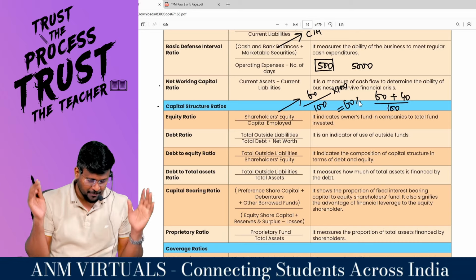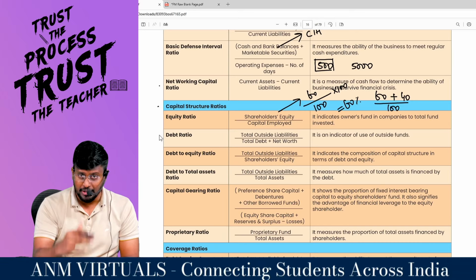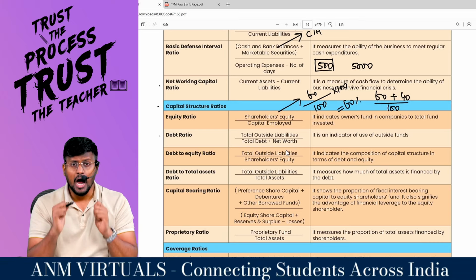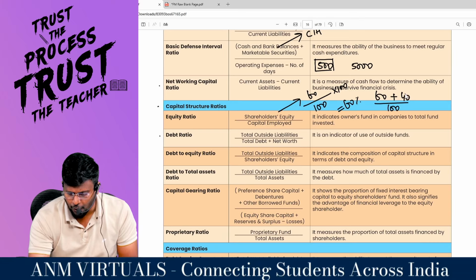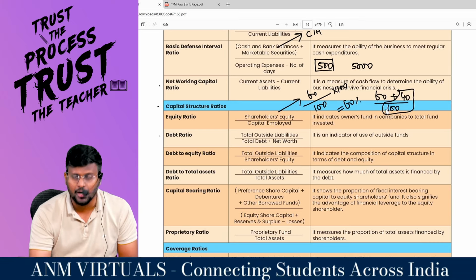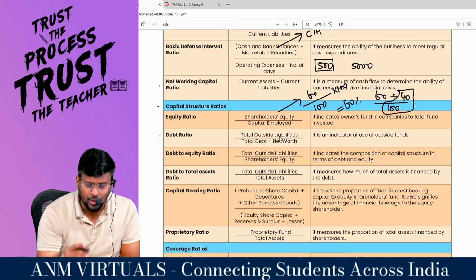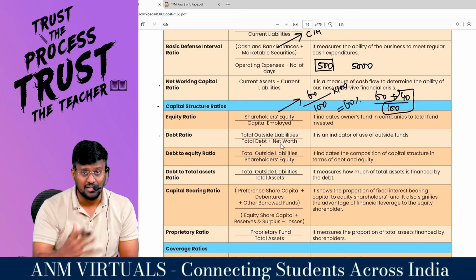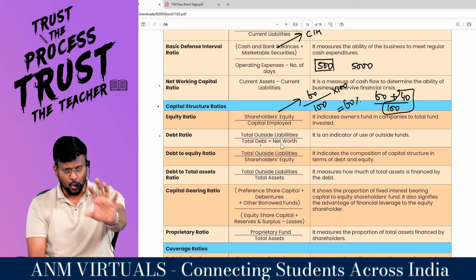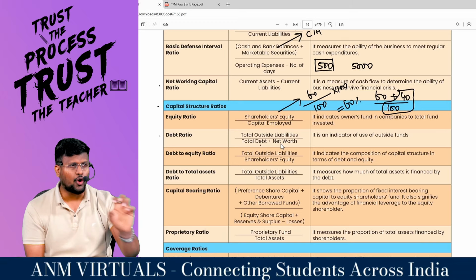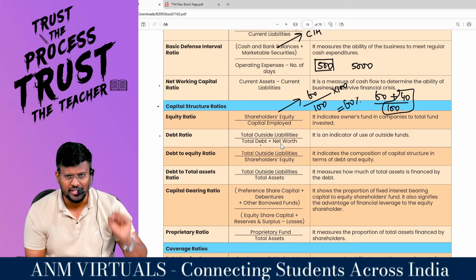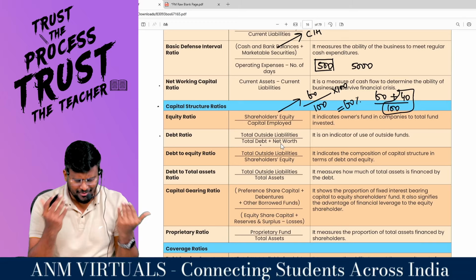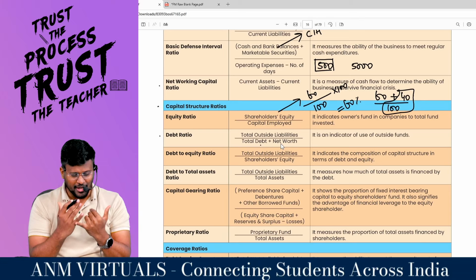Next one, debt ratio. You tell me, you design. Very simple. Out of my total capital employed, how much is my debt? Which is 40 divided by 100 into 100%. That is total outside liability, that is debt divided by debt plus net worth, which is again capital employed. So if 60 rupees is equity, 40 rupees is debt, total capital employed is 100. Out of 100, 60% is equity and 40% is debt. That is called the equity ratio and debt ratio.